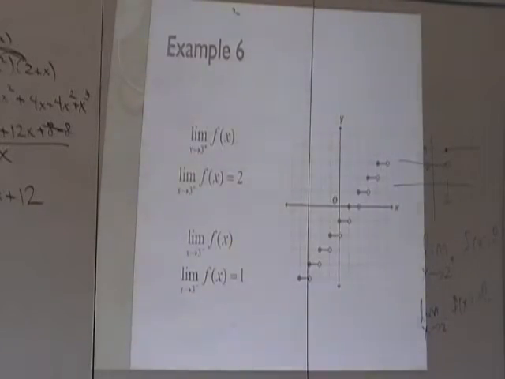So it doesn't matter if it's not filled in or not? No, it doesn't matter if it's an open or closed circle. Because it's not at 2, it's approaching 2. It's getting closer and closer to 2. Okay, questions?